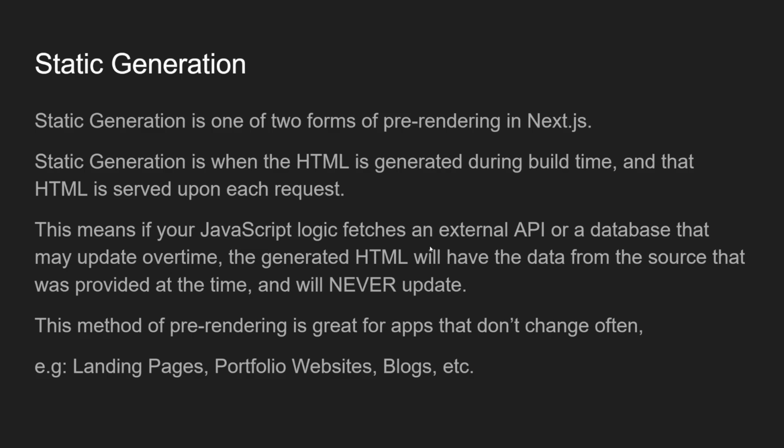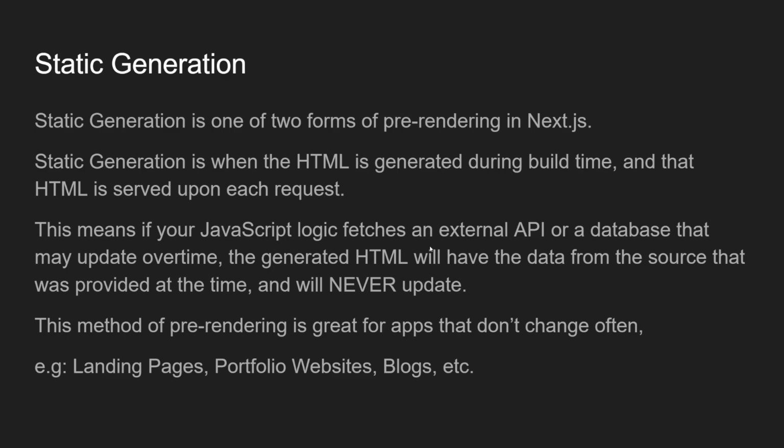So let's say, for example, if your JavaScript logic fetches an external API or a database that may update over time, the generated HTML that occurs during build time will actually have the data from the source that was provided at the time, and it will never update. So let's say, for example, your database currently has 2 users, right? And when you generate all the HTML during build time, maybe your React code is responsible for fetching all the users from the database, and it's going to render 2 users, right? The 2 from the database, right?